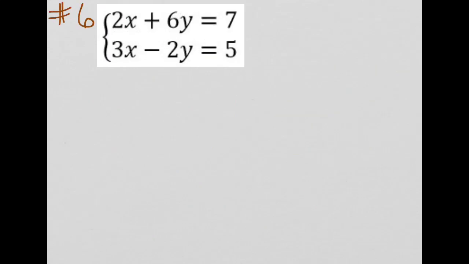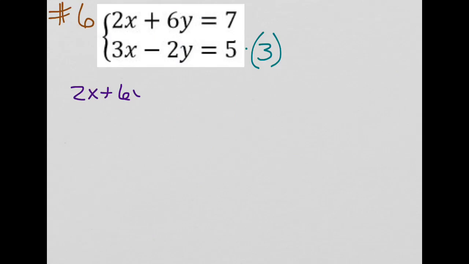Last problem. This one is set up kind of nicely for combinations because of this negative 2 right here. I can see that it wouldn't be very hard to multiply that second equation by 3 so that I would end up with a negative 6 right there, and then I could eliminate the y's by adding the 6y plus the negative 2y. So let's see what that looks like if I were to multiply this whole second row by 3. I'm going to just rewrite the whole thing.